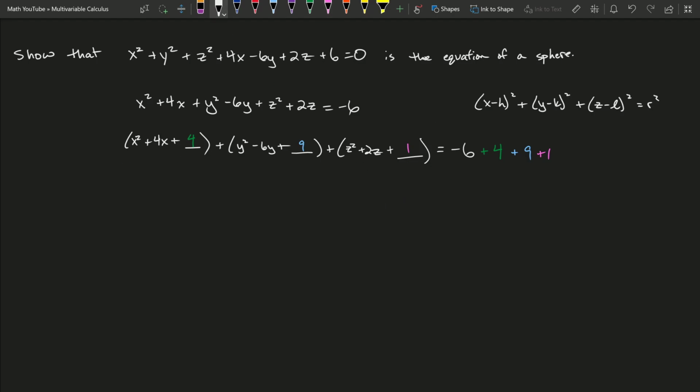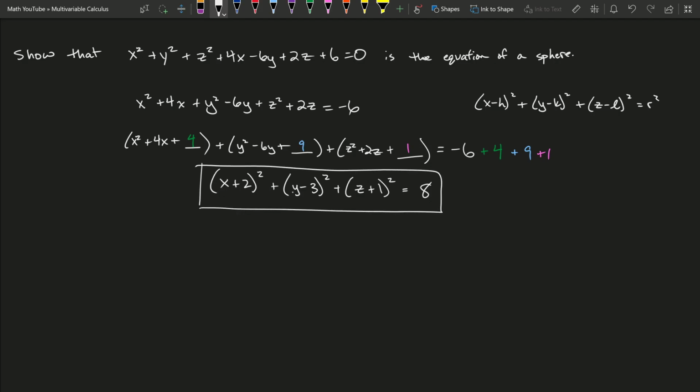Now we have perfect square trinomials, so we can factor them. We get x plus 2 squared, y minus 3 squared, and z plus 1 squared. And that's equal to, well, 4 and 9 is 13, 13 and 1 is 14, 14 minus 6 is 8. So we get that the equation of the sphere is x plus 2, quantity squared, plus y minus 3, quantity squared, plus z plus 1, quantity squared, equals 8. And just to confirm, our center is the point (-2, 3, -1) and our radius is the square root of 8.